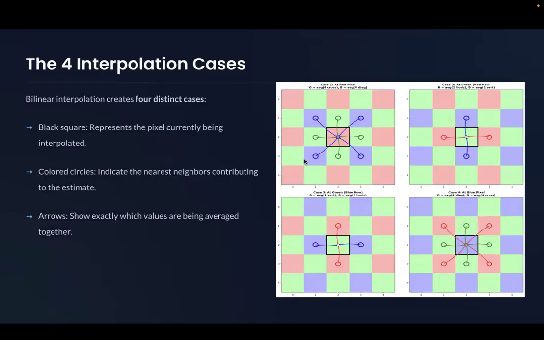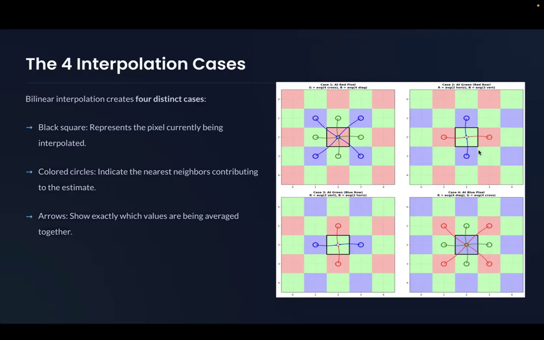So this is the most important visual. Let me walk through each case in detail. In case 1, we are at a red pixel. That's the center with the black square. For the green, the four green cross neighbors contribute. You can see the green circles and arrows pointing inward from above, below, left, and right. For blue, the four diagonal blue neighbors contribute. Those are the blue circles at the corners.